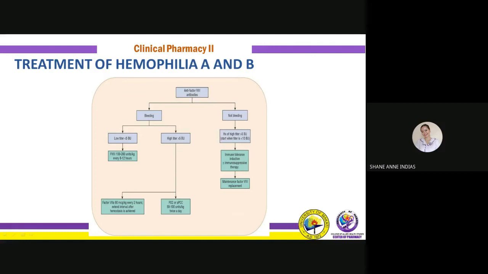7A. And factor 7A, recombinant factor 7A, is effective for the treatment of acute bleeding in patients with hemophilia A or B na nagdevelop na ng inhibitors. Recombinant factor 7A is a bypassing agent that is hemostatically active only at the site of tissue injury where the tissue factor is present. Kaya siya nasabing effective.